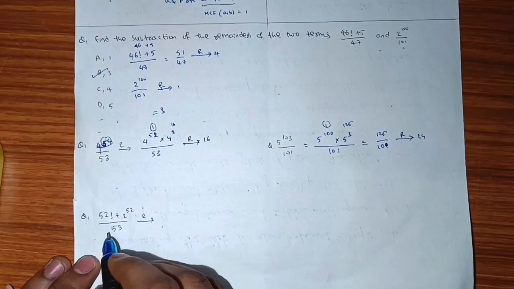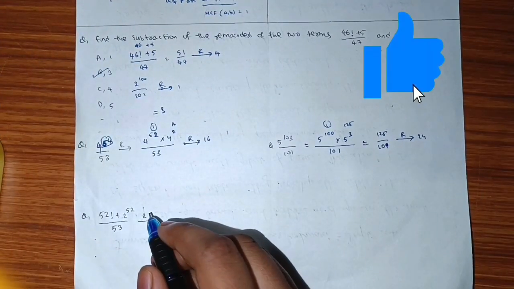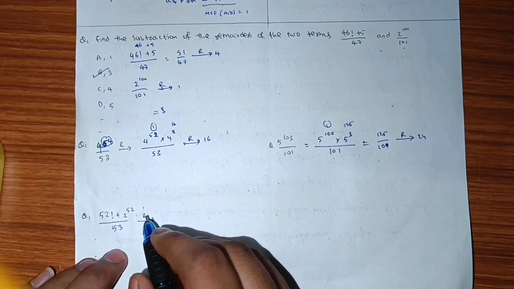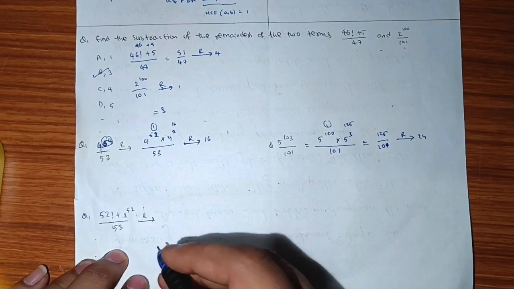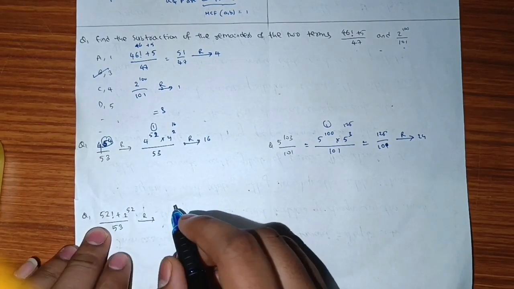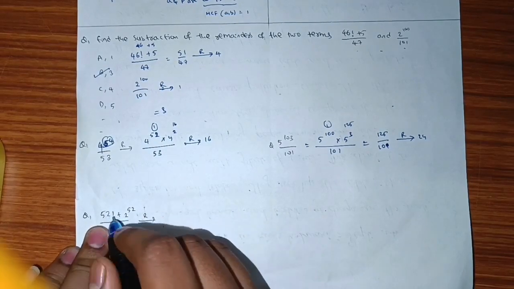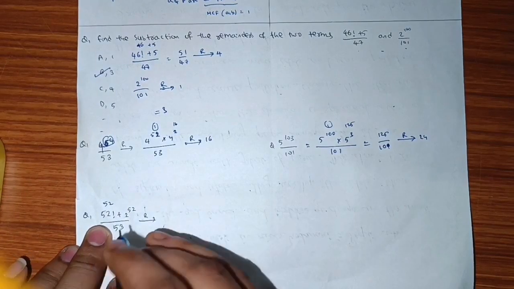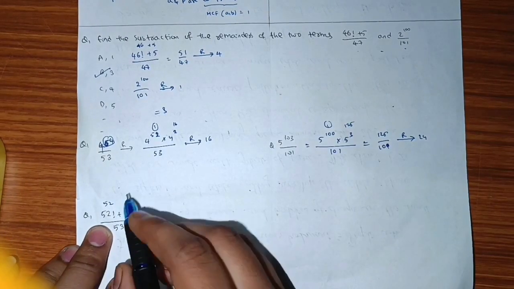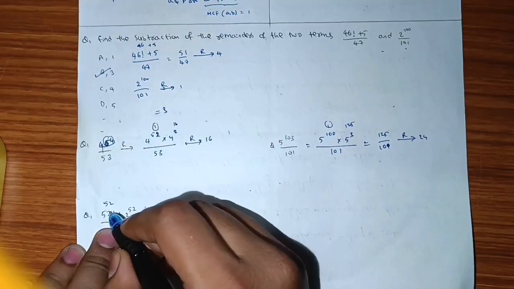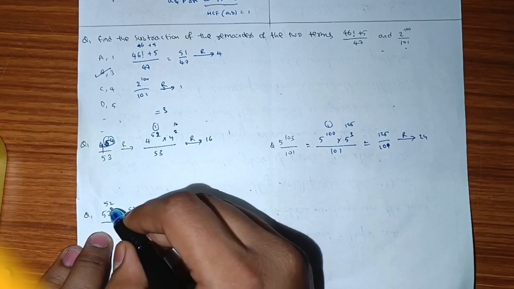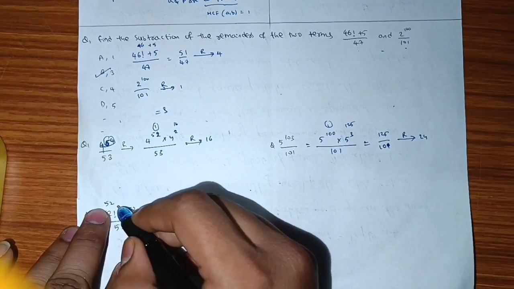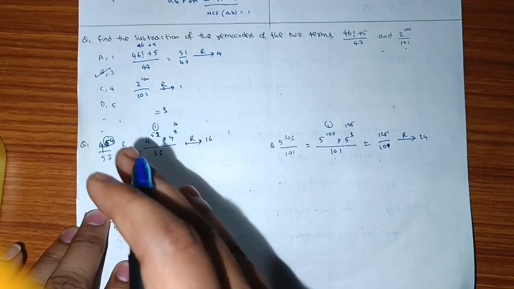Now let us see this question, 52 factorial by 53. It is very similar to Wilson's theorem. Here you will get the value p minus 1, which is 52 only. Here p is a prime number, and it is the denominator minus 1. So here we got the value as 52 only, from Wilson's theorem.